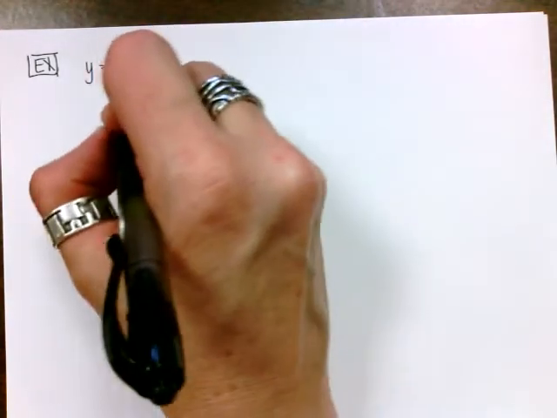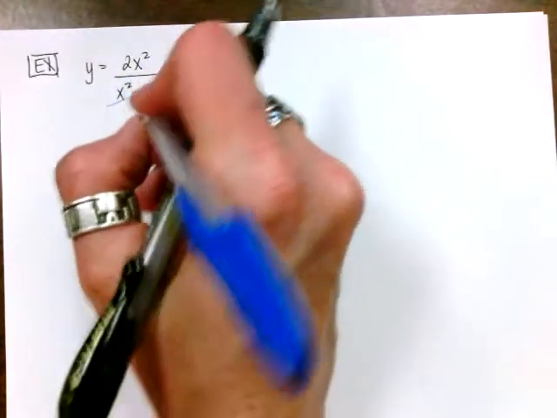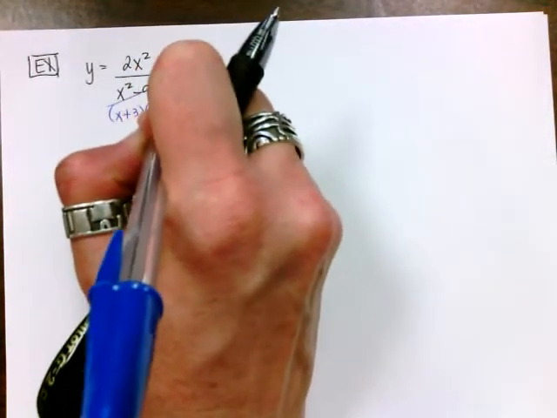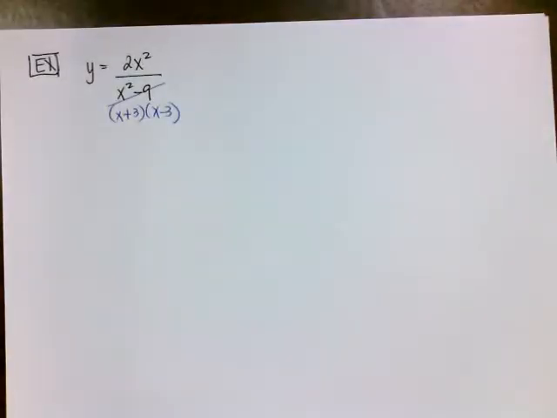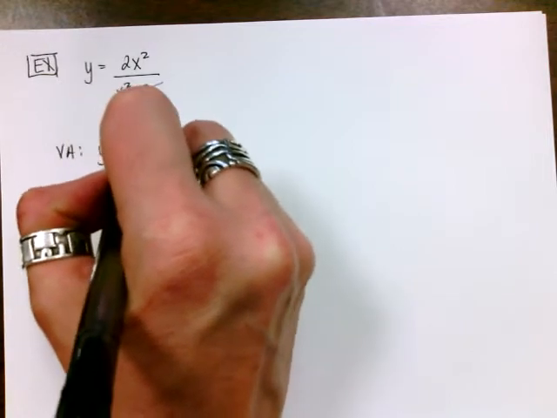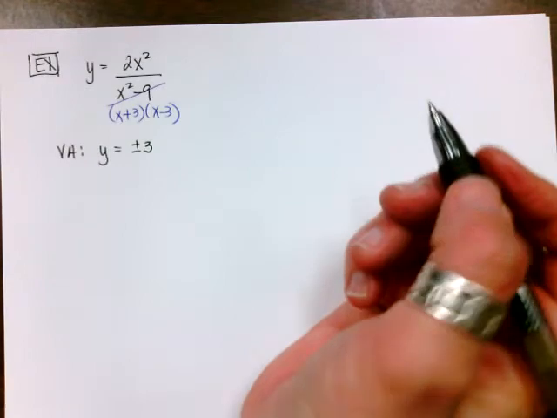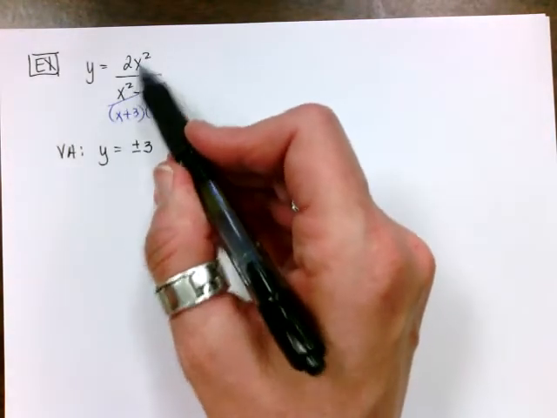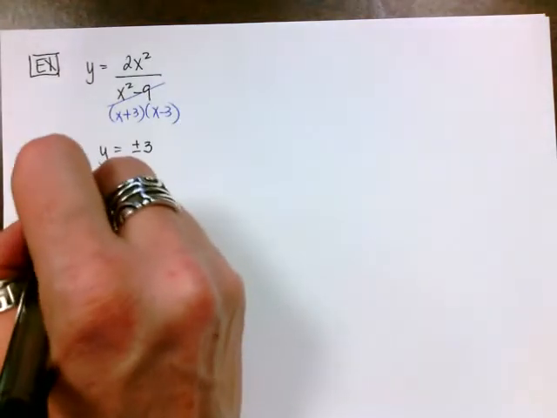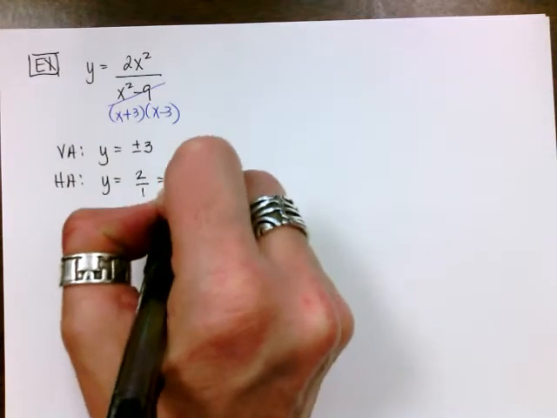All right, first thing I want to do is factor the denominator. This is a difference of two squares, so it's going to be x plus 3 and x minus 3. Okay, so right off the bat, I know that I have vertical asymptotes at x equals plus or minus 3. I have two vertical asymptotes. Notice then that the degree in the bottom is 2, the degree in the top is 2, so my horizontal asymptote is going to be y equals 2 divided by 1, which is 2.